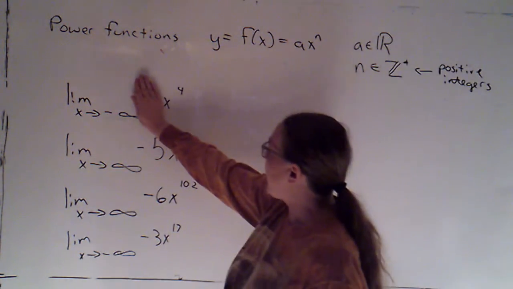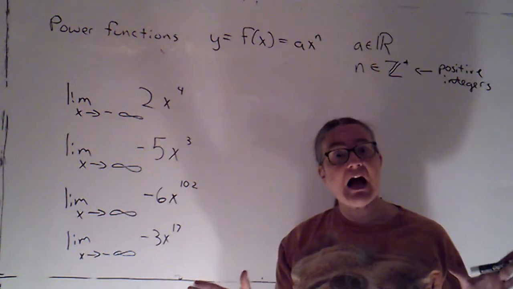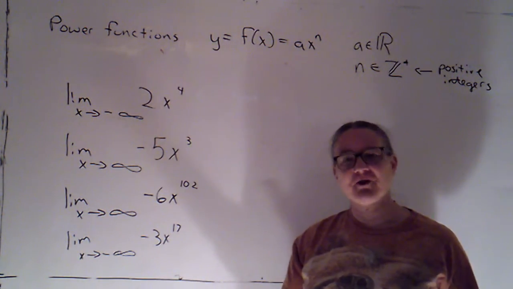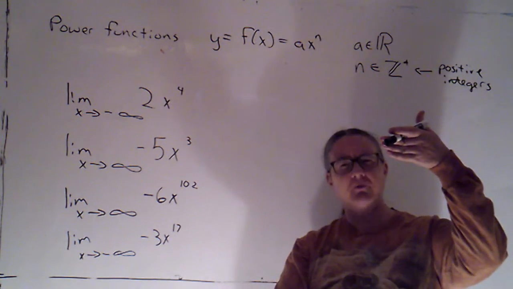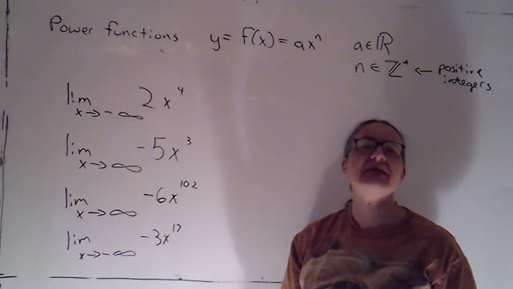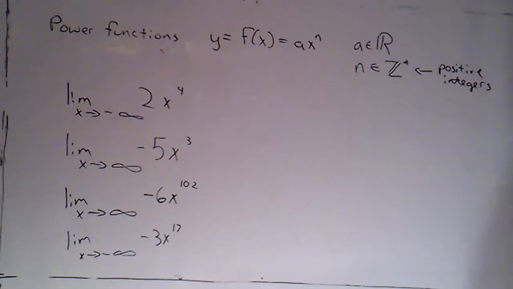So I determine what the power does, and then I just look at the coefficient. If the coefficient was positive, this multiple of that function will be doing the same thing. If the coefficient is negative, I know we're doing a vertical flip, and so the function's going to be doing the opposite thing. So pause the video, work these out.